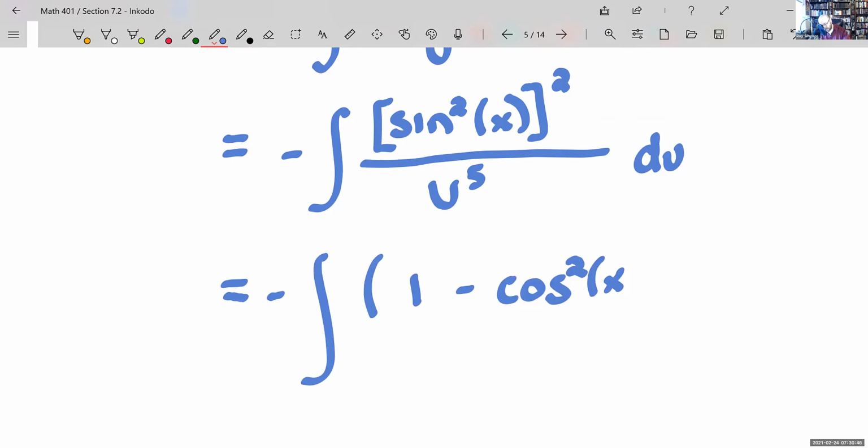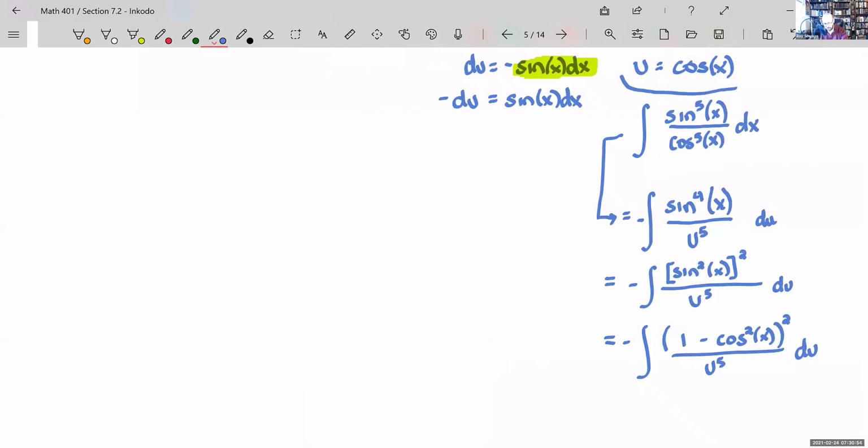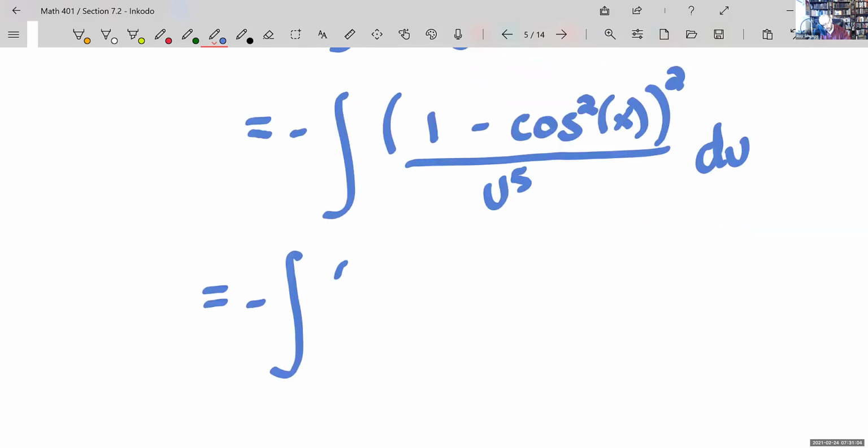And the cosine, because of our substitution, the cosine is u. So this will be negative integral quantity 1 minus u squared over u to the fifth.